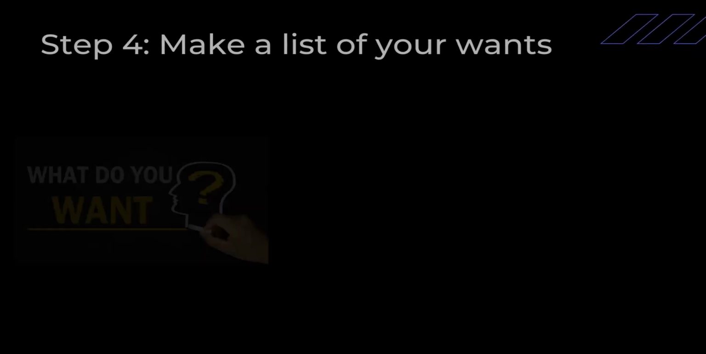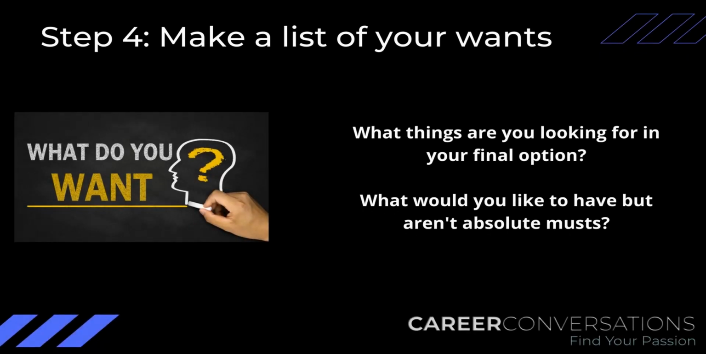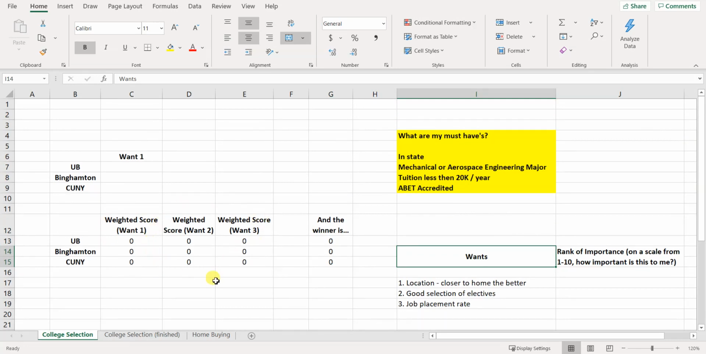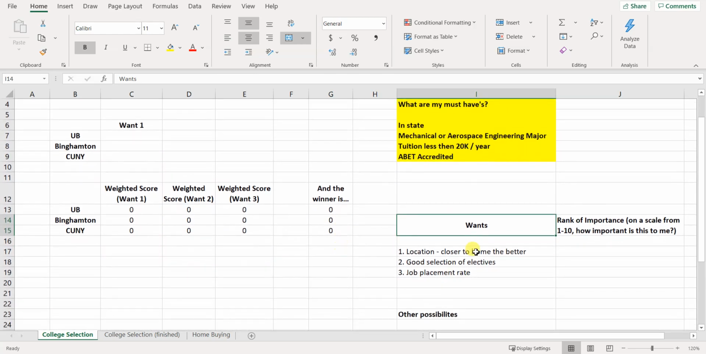Now, the next step is we are going to go over to your wants. The wants are basically what's going to determine which decision we go with out of these remaining three. What we're going to do is rank these wants: how much do they actually mean to us? How important are they to us?